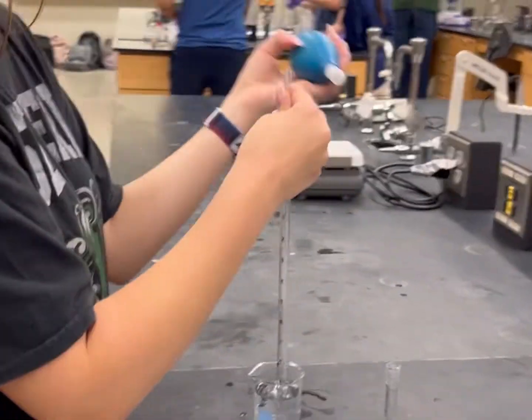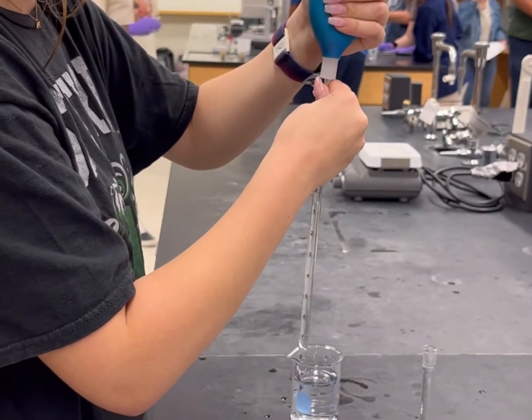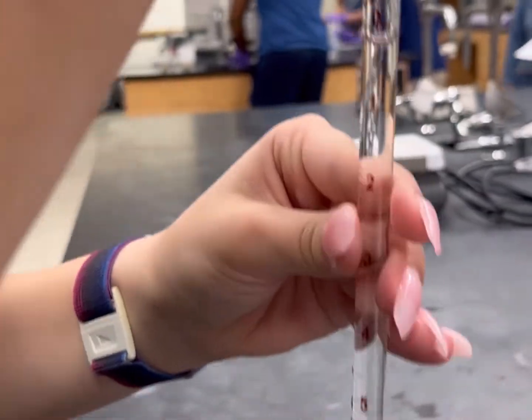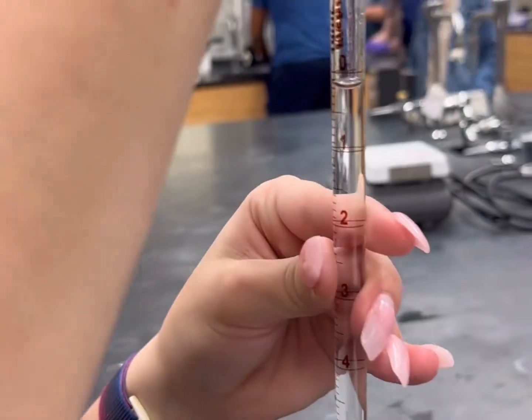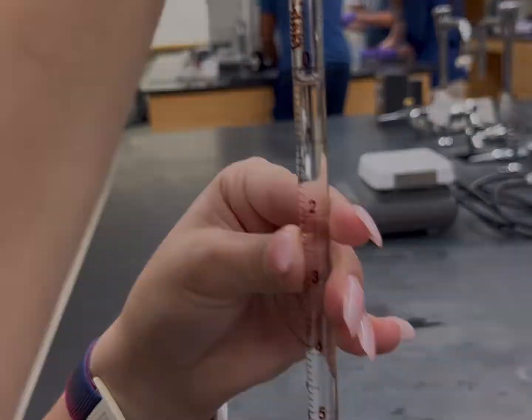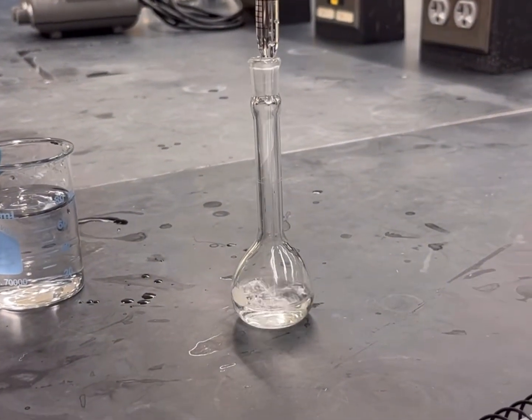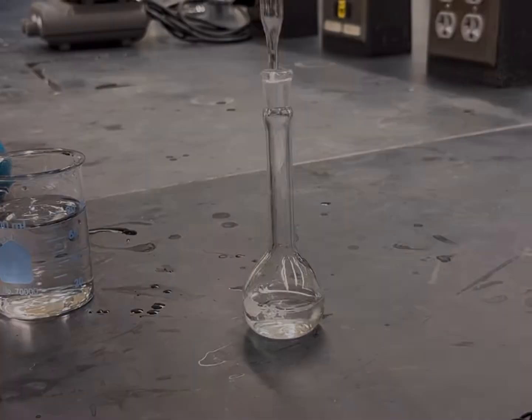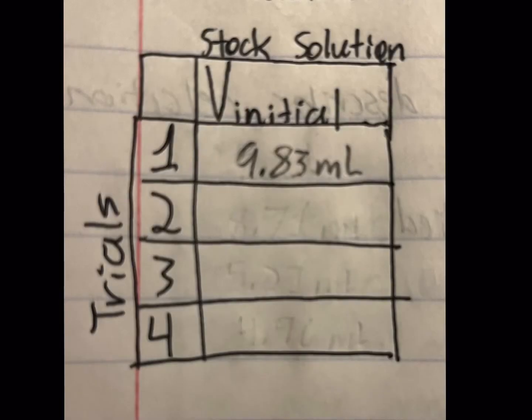Here we are pipetting our stock solution, recording its volume and transferring it into a 25 milliliter volumetric flask. That's about 9.93. Make sure to record your initial volume.